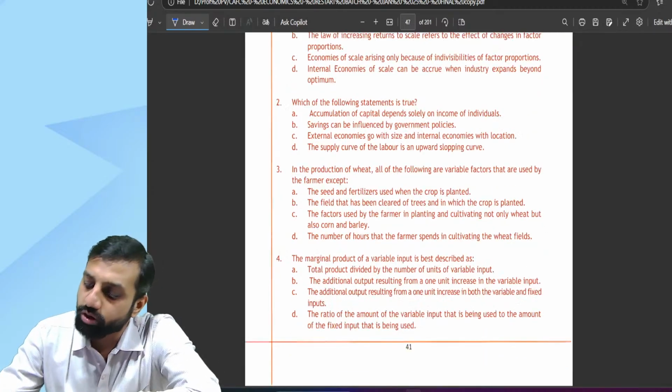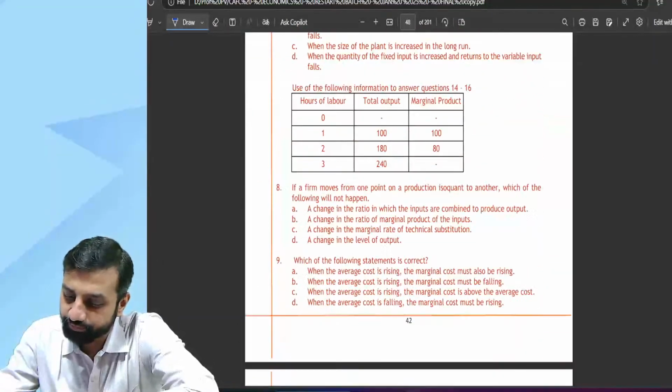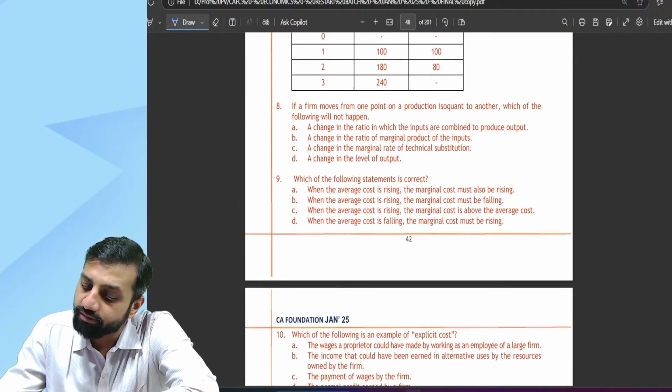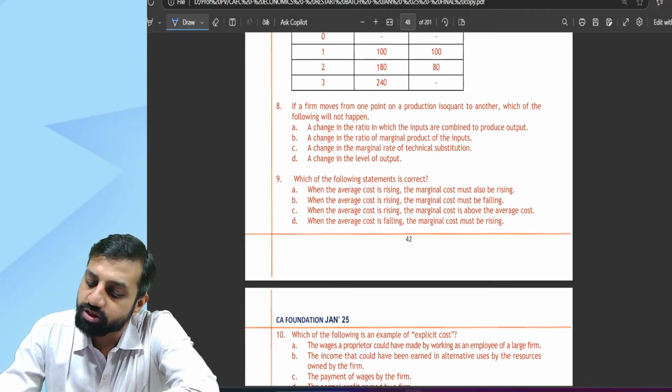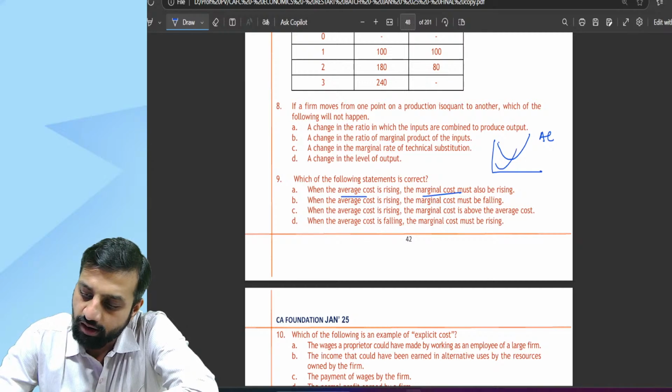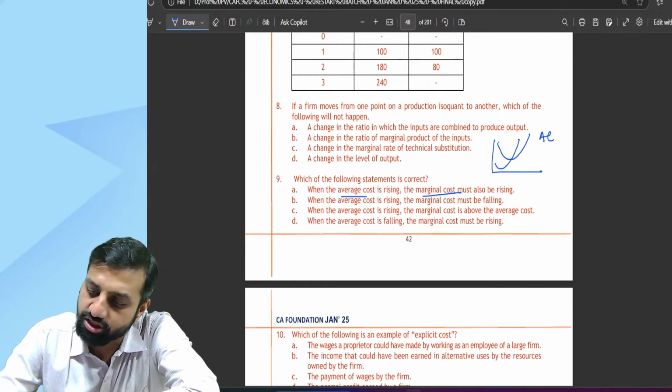Chalo. So there is a doubt in question number 9. Which of the following statements is correct? So beta, if you observe, this is a question on average cost and marginal cost. So you can draw the diagram. This is your average cost and this is your marginal cost.